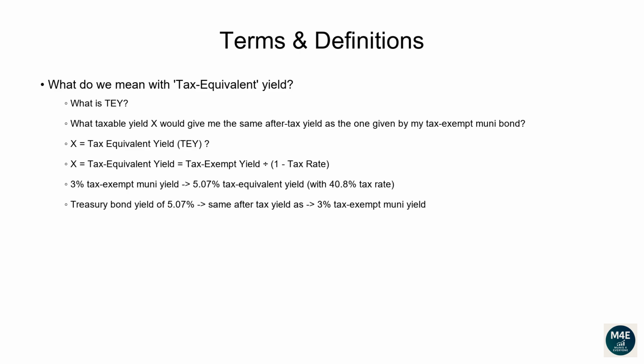The formula to compute the tax-equivalent yield is given by Muni tax-exempt yield divided by 1 minus tax rate. For example, if a Muni bond yields 3%, and you're in the 40.8% tax bracket, the tax-equivalent yield would be 3% divided by 1 minus 40.8%, and that's equal to 5.07%. So a taxable bond like a US Treasury would need to yield at least 5.07% to match the yield of a tax-exempt Muni bond, currently yielding 3%.